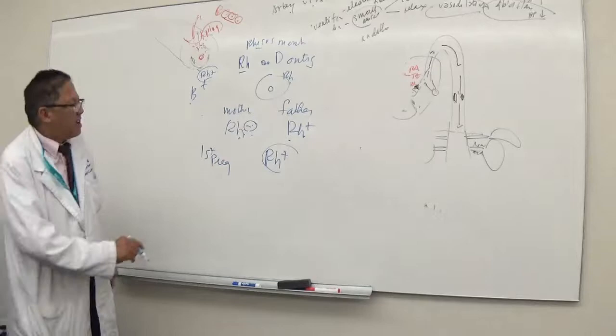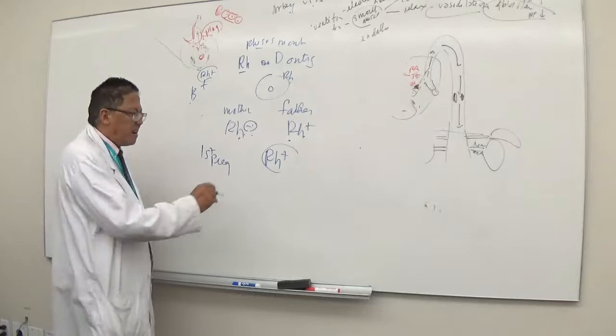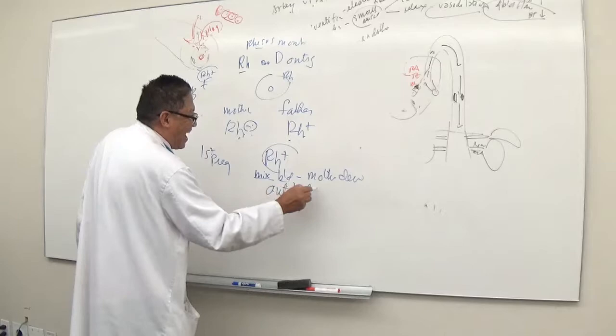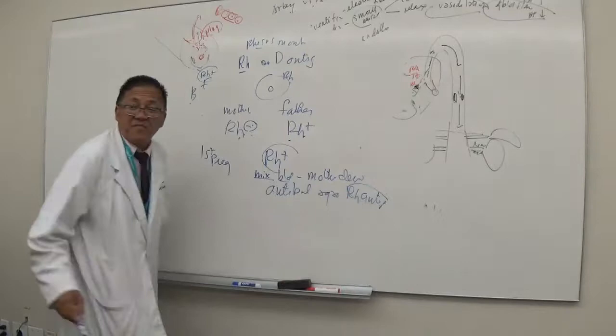Is there the possibility of mixing blood from mother and baby? Yes. So during placental separation, with mixed blood, what will the mother do? The mother develops antibodies against what? The Rh antigen of the first baby. But the first baby is safe because he's already out. But the mother developed antibodies, good or bad?